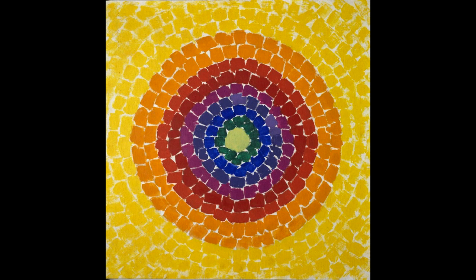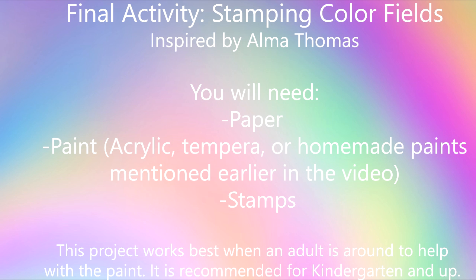We're going to create similar paintings using a stamping technique. You're going to need an item to use as a stamp. You can use a cork, a plastic cap, a small wheel, a Lego, a cardboard shape, or your own fingerprint. You will also need paper, acrylic or tempera paint, and a paper plate to hold your paints.